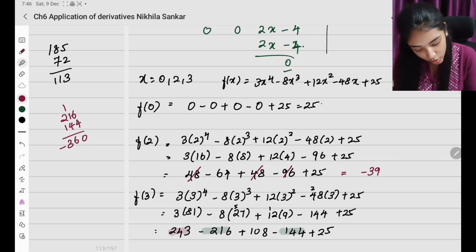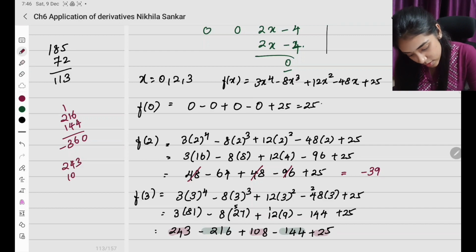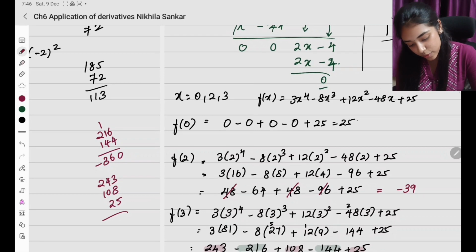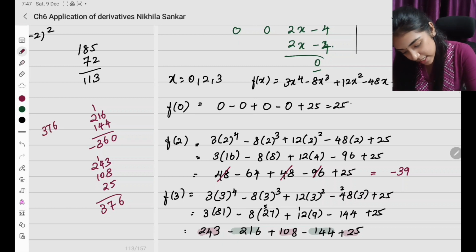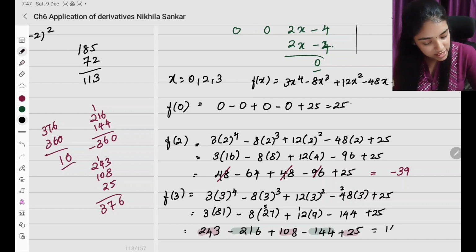Now I'm going to add all the positive. 243, 108, 25. So 8 plus 3, 11. 11 plus 5 is going to be 16. 1, 4 plus 2, 8. 4 plus 2, 6, 7. 376. So now when I subtract 376 minus 360, I'm going to have 16. Okay. So this final answer is going to be 16.